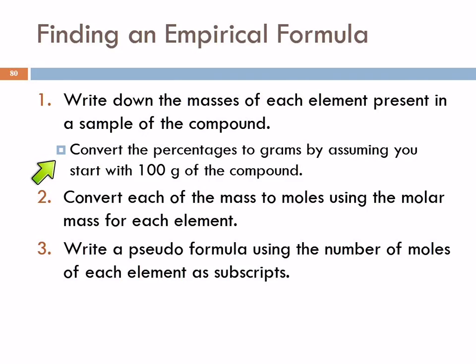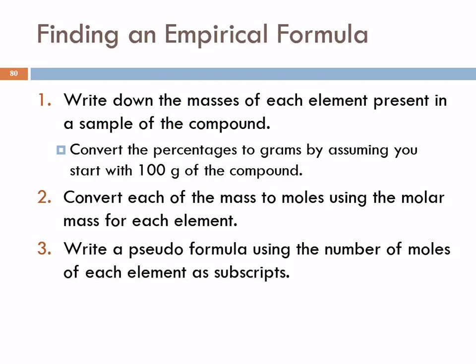If you're starting with a percentage, like a percent composition, then you can change that into grams by just saying, well, if I had 100 grams of this compound, then the masses of each element would be exactly the same as their percentages. So that's easy. Next, you're going to convert the mass to moles, using the molar mass for each element from the periodic table.